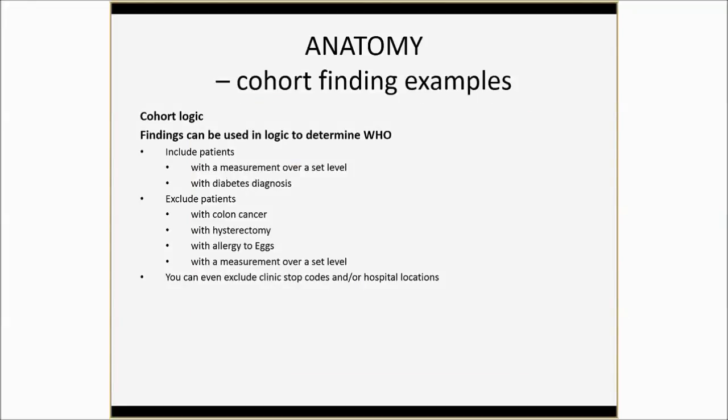Cohort logic are findings that can be used in logic to determine who the reminder is applicable to. It includes patients with a measurement over a set value, or it could include a diabetes diagnosis. You can also exclude patients. For example, patients with colon cancer, hysterectomy, allergic to eggs, or measurement over a set value. You can even exclude clinic stop codes or hospital locations.